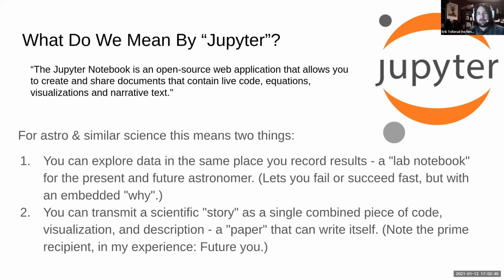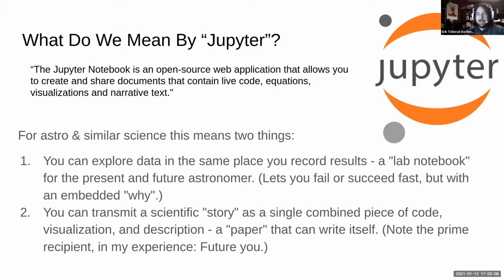So in the words of Project Jupyter, the Jupyter Notebook, the most visible part of the Jupyter platform, is an open source web application that lets you create and share documents with code, equations, visualizations, and narrative text. That says very clearly what it is, but I like to think about it from an astronomy or similar data-intensive science perspective as being two different things.